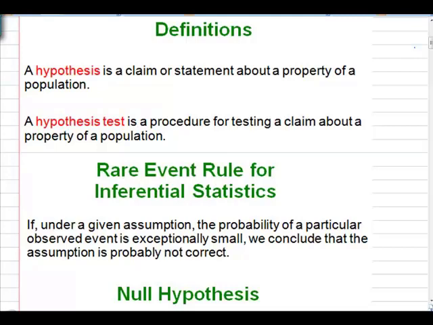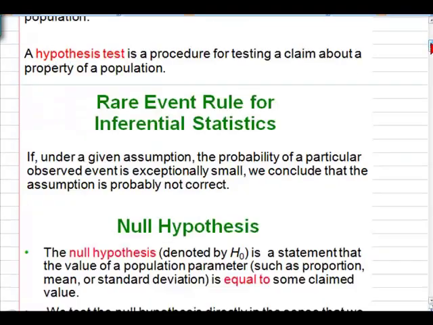One of the central things that we tend to follow is what's called the rare event rule for inferential statistics, which basically says if under a given assumption the probability of something happening is very, very, very small, then we're going to conclude that the assumption is probably not correct. Not that what we observed is impossible, but that our underlying assumptions were false.